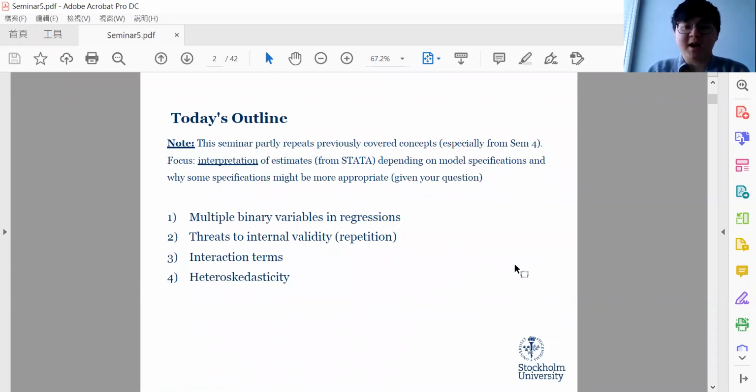So this is today's outline. First I will talk about assignment 3. I finished the grading, and I will talk about assignment 4 in the next seminar, since the deadline is just one day before the seminar.